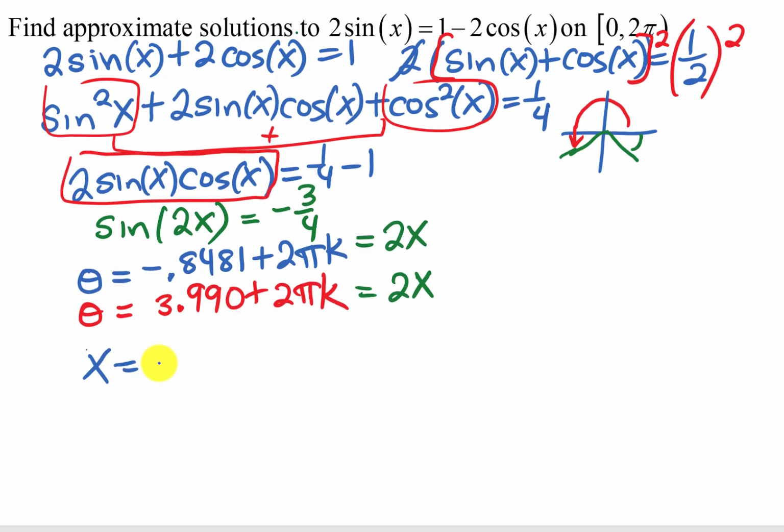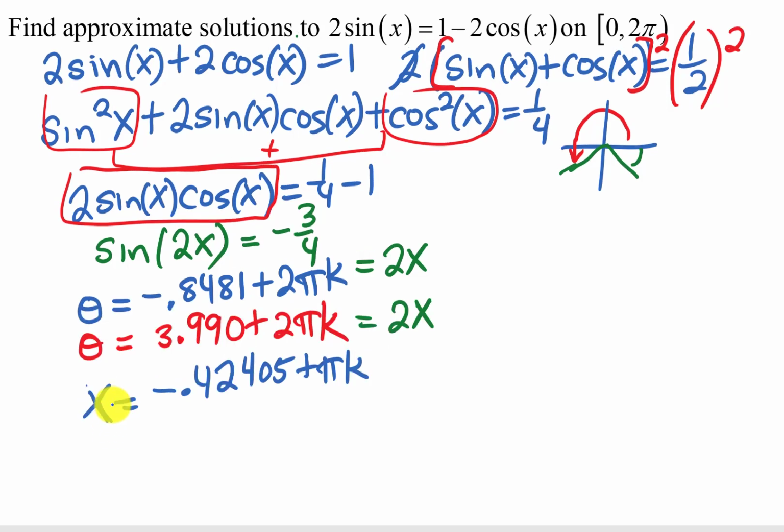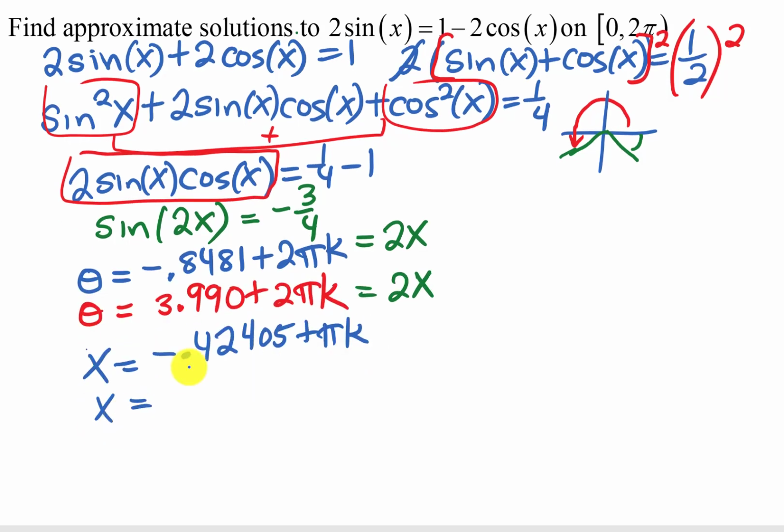x would equal negative 0.42405 plus pi k. That would generate all answers for that particular angle. And then if I divided this one, I would have 1.995 plus pi k. Now, as I look to see what I need solution-wise, I need solutions on the interval from 0 to 2 pi.